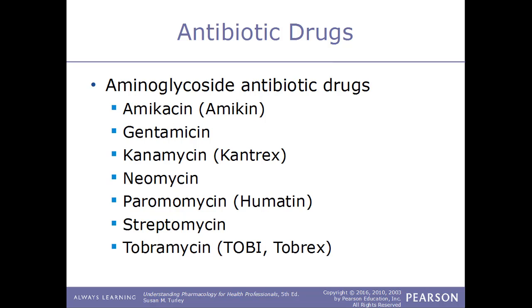Some examples of this type of drug: amikacin, known by the trade name of Amikin; gentamicin; kanamycin, known by the trade name of Kantrex; neomycin; paromomycin, also known by the trade name of Humatin; streptomycin; and tobramycin, also known by the trade names of Tobrex and Toby.